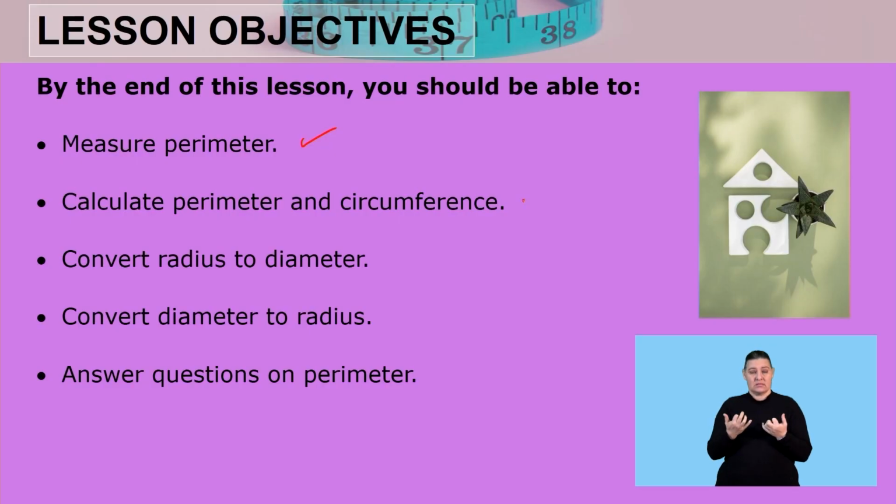By the end of this lesson, you should be able to measure perimeter, calculate perimeter and circumference, convert radius to diameter, convert diameter to radius, and answer questions on perimeter. Let's get started.